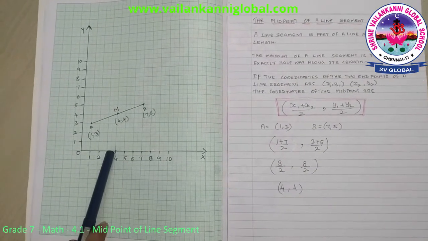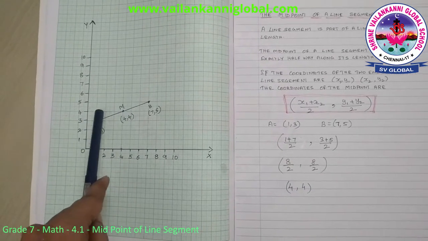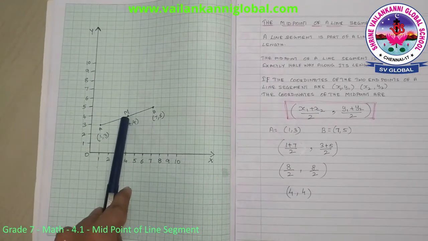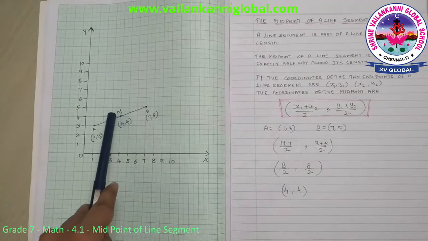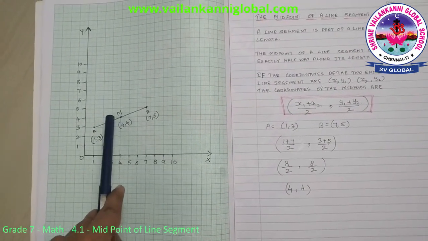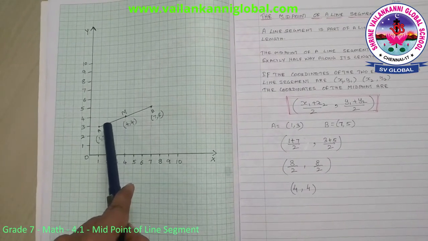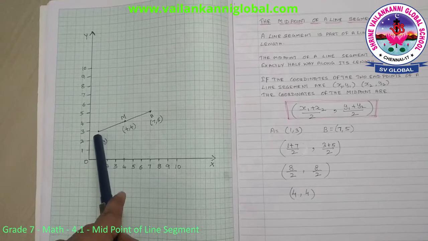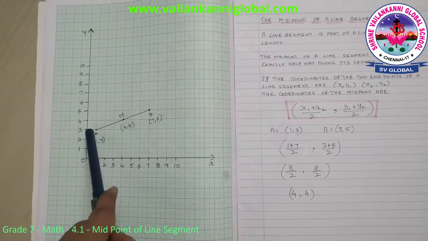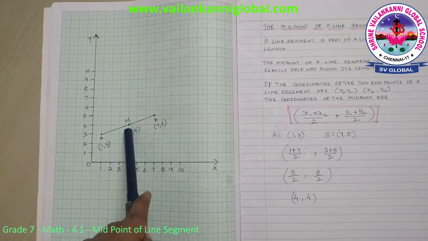We are going to plot it here. The x value is 4, and the y value is also 4. So the midpoint we can plot it here. So here it is, the midpoint. To check whether our answer is correct or not, we can measure the line from A to M, and the M lies on the line segment.